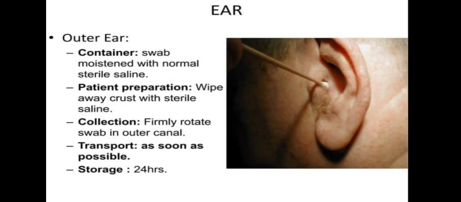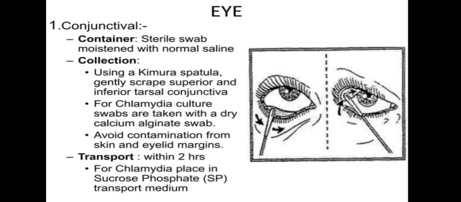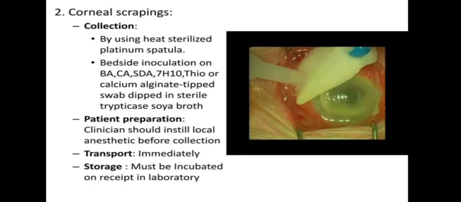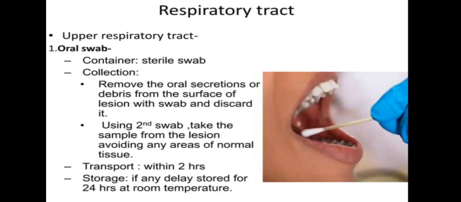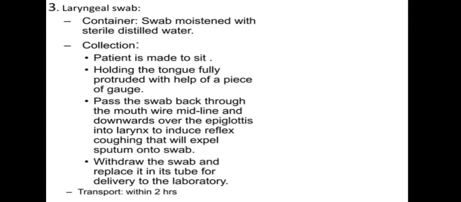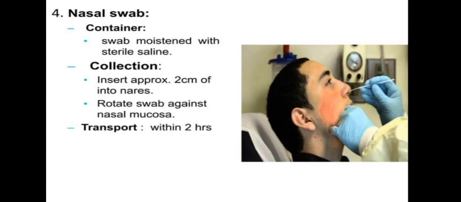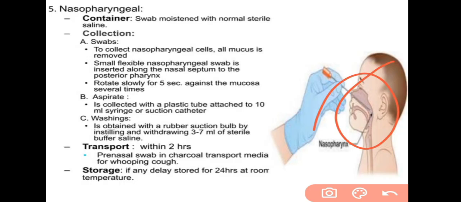In the ear, we can collect by swab, that is in the middle ear. Eye, the conjunctival sample, we use a swab. Corneal scraping. Anterior chambers and ventricular chambers, and in the respiratory tract: oral swab, throat swab, laryngeal swab, nasal swab, nasopharyngeal swab. You can see that from there they are collecting the sample.